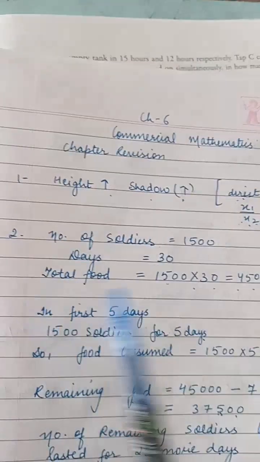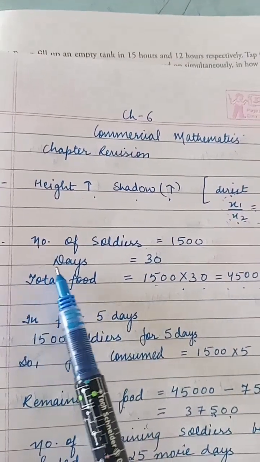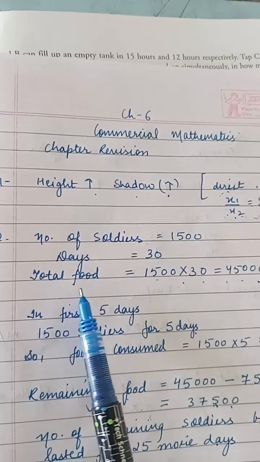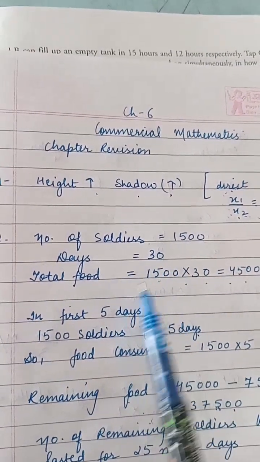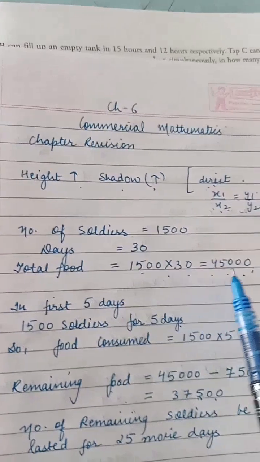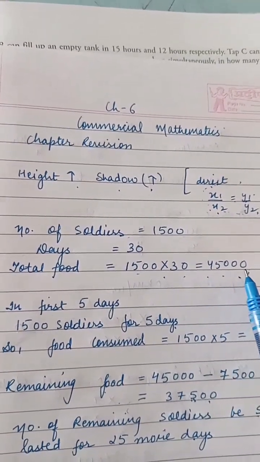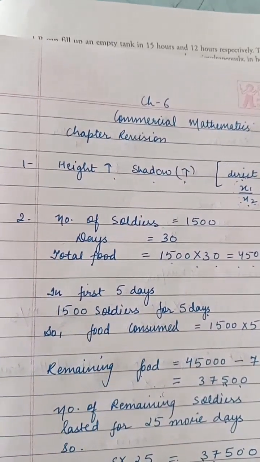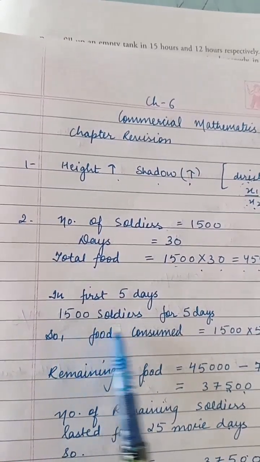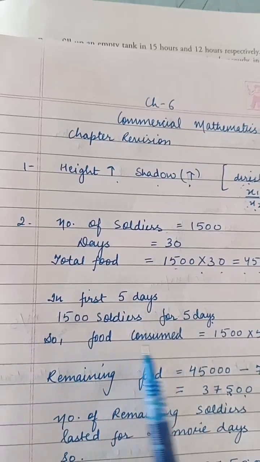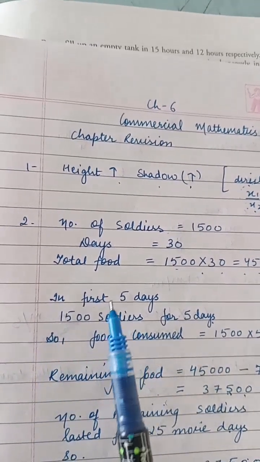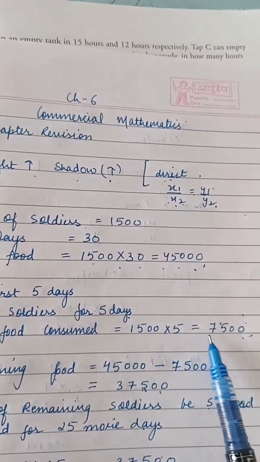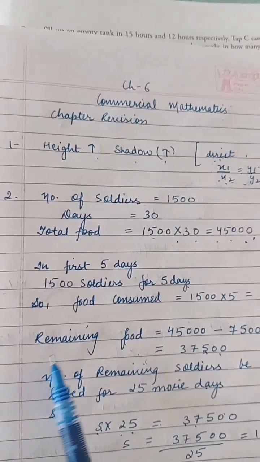So come to the solution. The number of soldiers is 1500, days 30. We can take the food consumed by 1500 soldiers in 30 days. That is 1500 multiplied by 30, which equals 45,000. Now, in the first 5 days there will be 1500 soldiers. We can take how much food was consumed by these soldiers in 5 days, by multiplication. 1500 into 5, that is 7500. Got it? Now the remaining food.